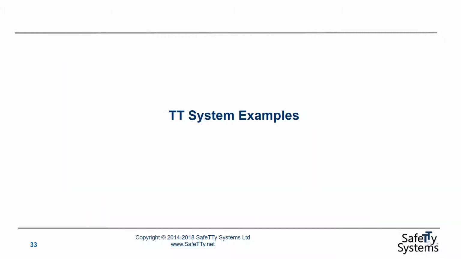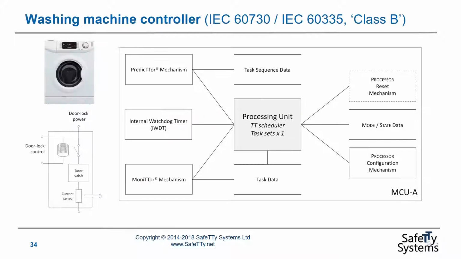So let's start with the TT system examples. The first example we consider is a controller for a domestic washing machine. At heart, a washing machine consists of a powerful electric motor enclosed in a metal casing. As part of the normal device operation, the electric motor is used to rotate a heavy metal drum at high speed. Access to this potentially dangerous mechanism is controlled by a door with an electronic locking mechanism.